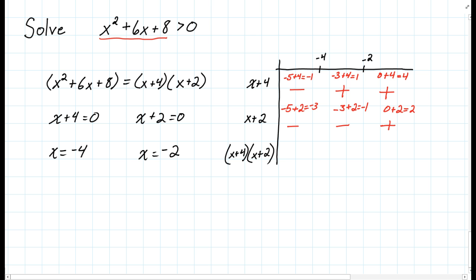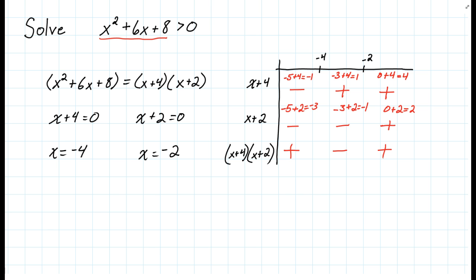So now, it's easy for us to find out what the entire function is doing because it's just going to be the product of these two things, right? So it's the product of two negatives when x is less than -4, so the whole thing will be positive. And then between -4 and -2, one of these terms is positive, but the other one's negative, so the whole thing's going to end up being negative. And then when we're greater than -2, both terms are positive, so we'll be positive again.